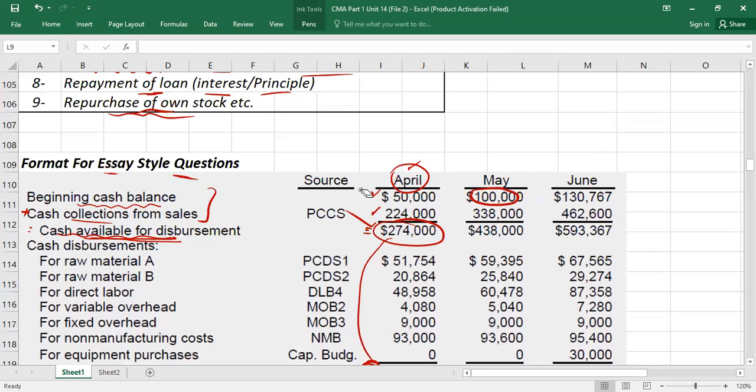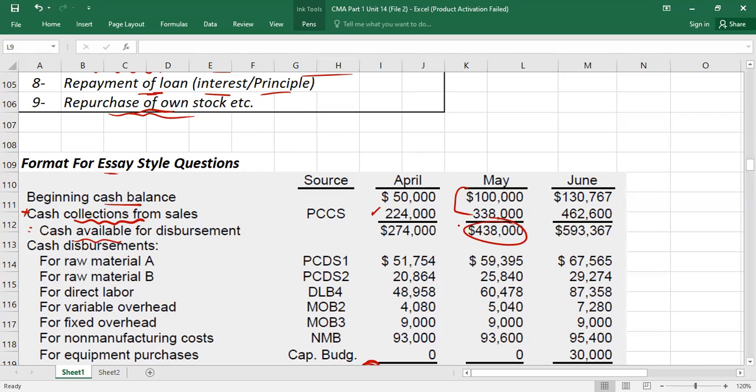Understood? Now again, let's say we have a beginning balance here, that is the ending balance of April. Then you will write here all the cash collection, whatever you would have in the month of May. So I'll write those. Now if I add these two values, this is going to be cash available for disbursement.